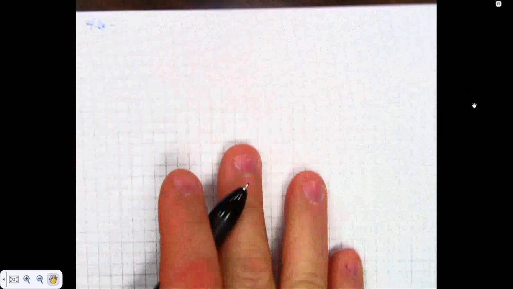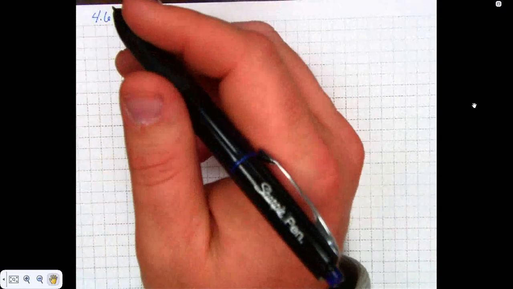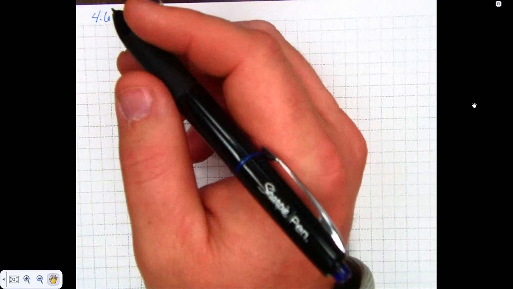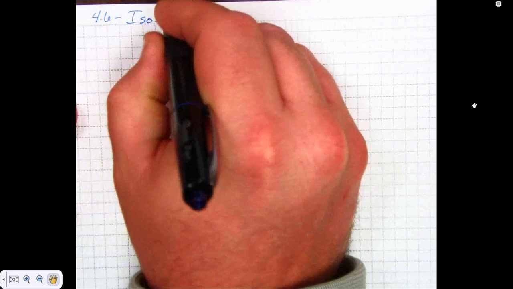All right, let's start 4/6 now. What is the title of 4/6? Isosceles and equilateral triangles.